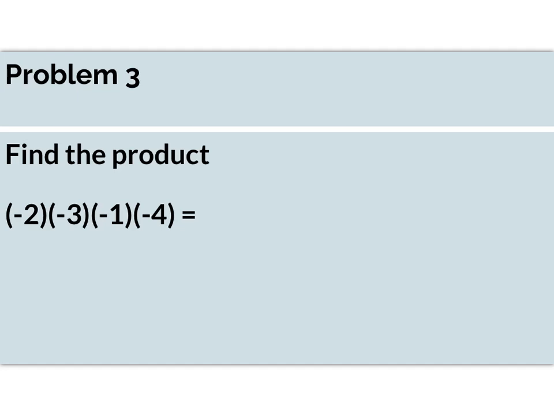Again, 1, 2, 3, 4. Same amount of negatives, so we have positive. 2 times 3 is 6. 1 times 4 is 4. Our answer is 24.